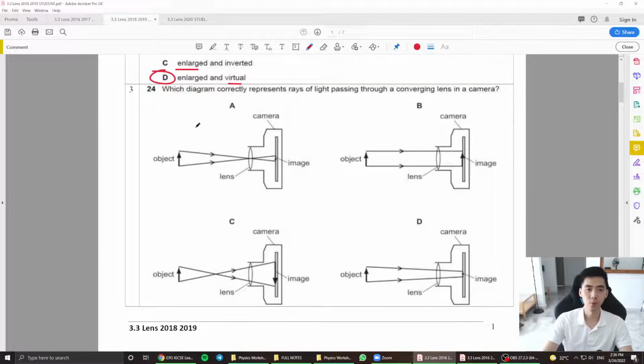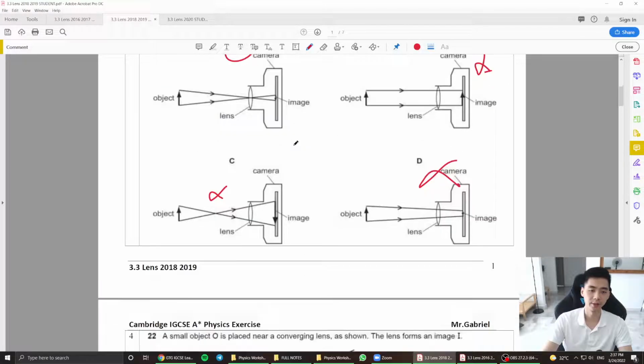Then question number 3, which diagram correctly represents rays of light passing through a converging lens in the camera? Looking at A, this could be possible because the light rays are converging here. This is definitely not possible because the light rays are not going to go straight. This is not possible as well because they will not converge before the lens. This is not possible as well because the light rays are not going to go straight. So the answer is only A here.